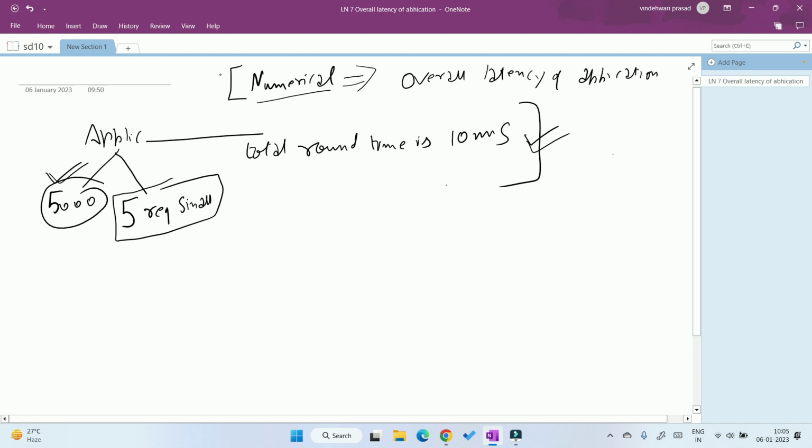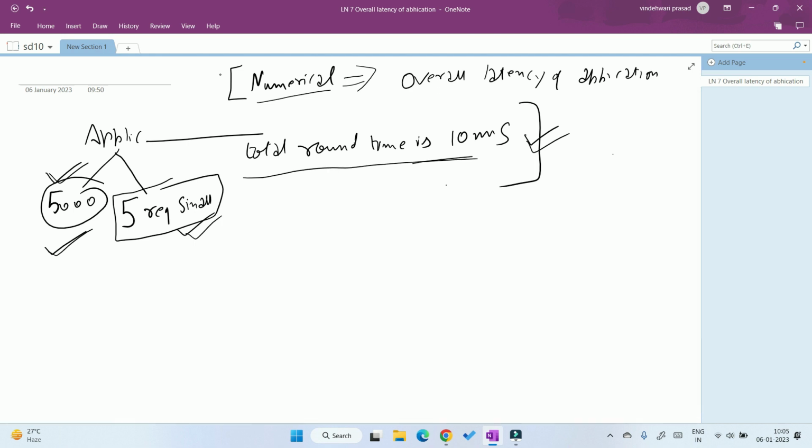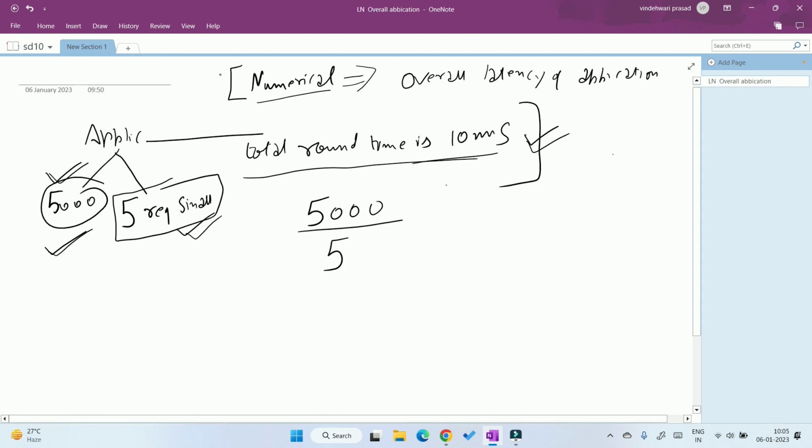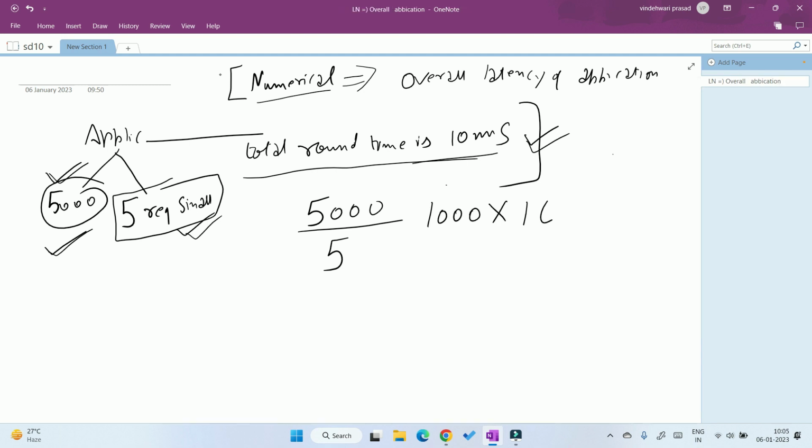So how do we solve this question? We have the request number: it receives 5,000 requests, it only handles 5 requests at a time, and the round trip time of each request is 10 milliseconds. So we can solve this question this way: 5,000 requests, it handles 5 requests at a time, so totally 1,000 times one request time, which is 10,000 milliseconds, equal to 10 seconds. So the overall latency of this application is 10 seconds.